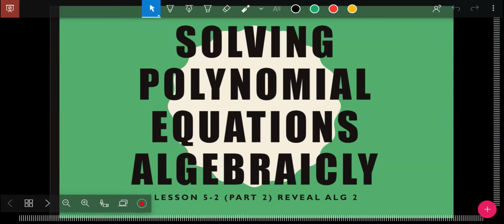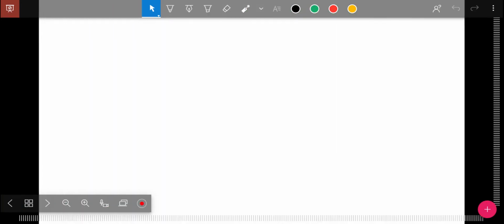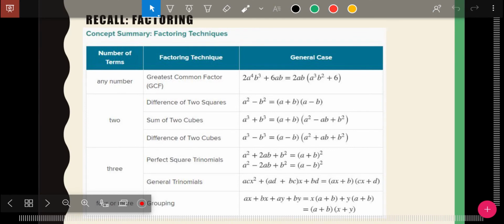All right, today we're going to do the second part of 5-2, solving polynomial equations algebraically. And so we're still using factoring. So this is still all very important from before.